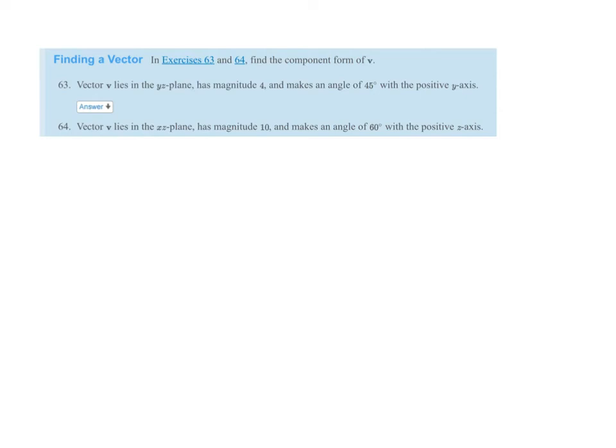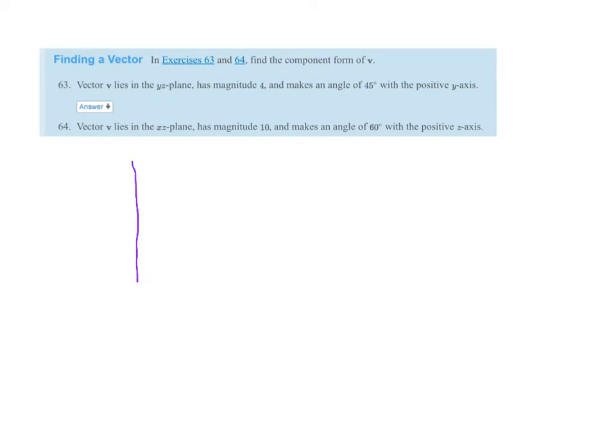This is homework help for number 63 and 64. We want to find a vector v in component form. Number 63 says vector v lies in the yz plane and has a magnitude of 4. It makes an angle of 45 degrees with the positive y-axis. So what we're going to do first is draw this out.